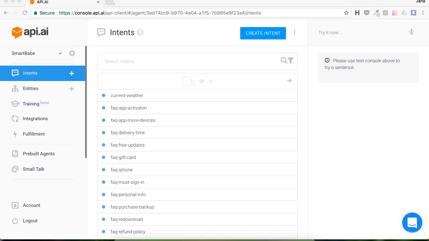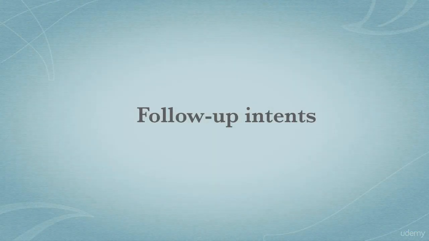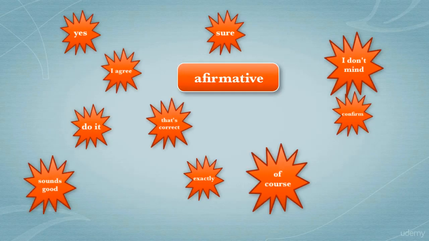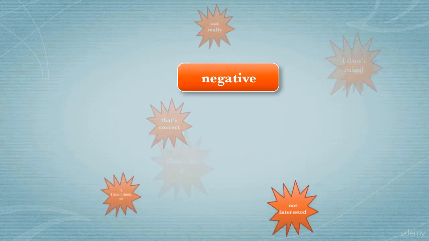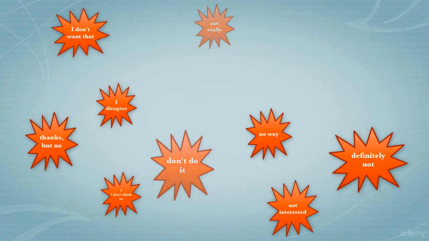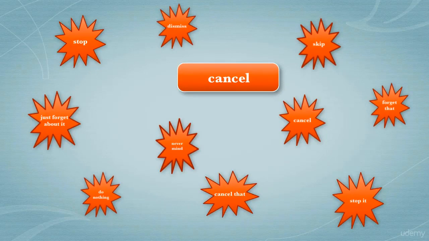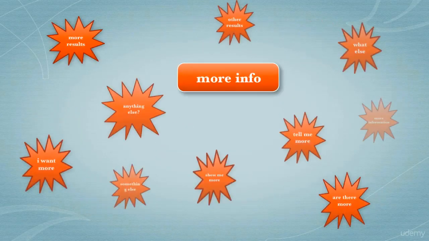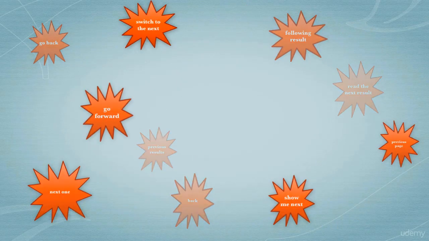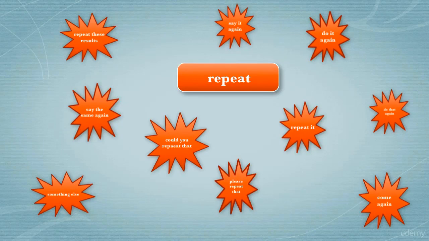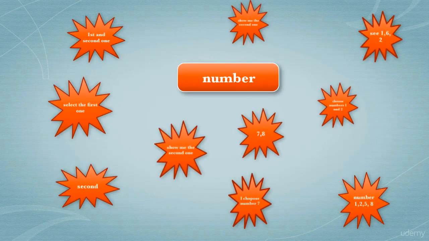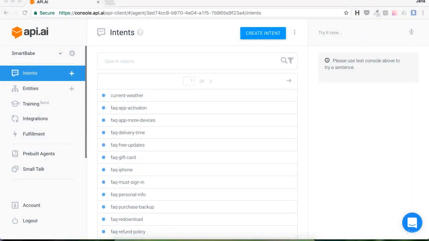So in what case would we use follow-up intents? Well, in the following use cases. So anytime a user gives affirmative response, negative response, wants to do something later, cancel the thing he or she is doing, like apply for a job in our case, if he or she wants more information, go to the next or previous item, repeat or select a number. We can even create a custom follow-up intent or set up a callback intent that is triggered if nothing else is.